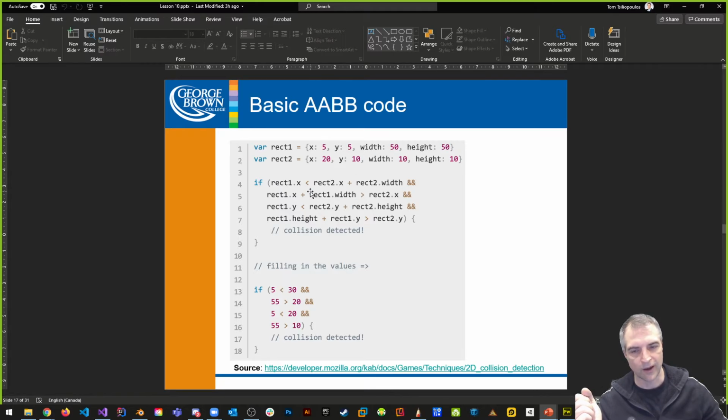So then what I do is I want to take the x coordinate of the initial rectangle, the start position of the initial rectangle.